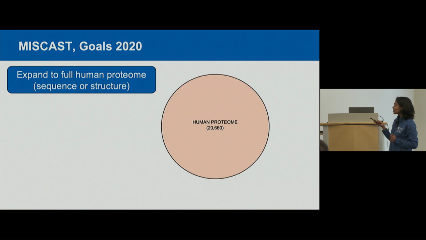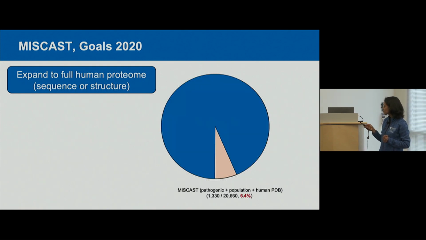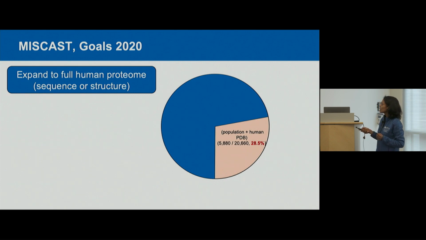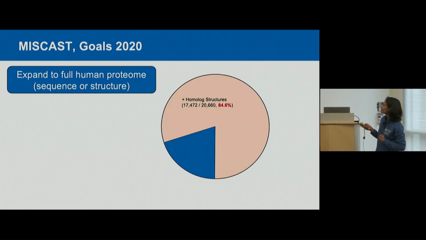Now, the whole human proteome contains 20K proteins, and we have only 6.4% covered now in MISCAST, because for only those many genes, we had pathogenic variants and population variants mappable on human protein structures, right? We did not even use structures from other organisms, because we wanted to do the first step very reliable. Now, if we do not include the homology models, we still keep the human PDB, but we drop the restriction of having pathogenic variants mappable, and we can only map the population variants. We could cover almost 30% of the human proteome. And this is the first step that we will, I hope, very quickly achieve.